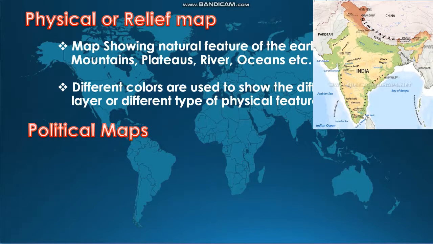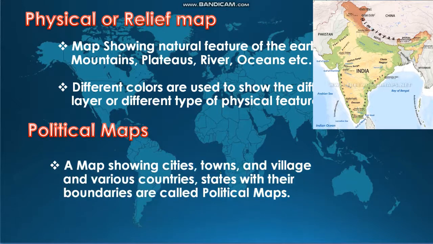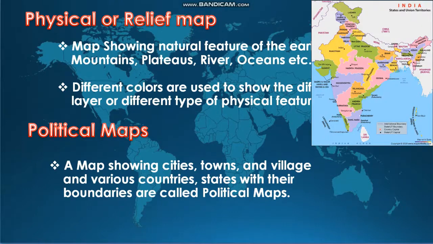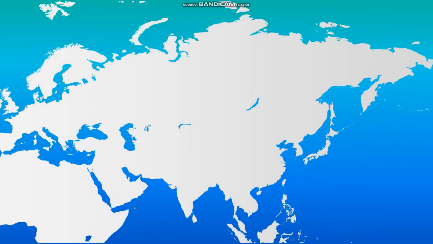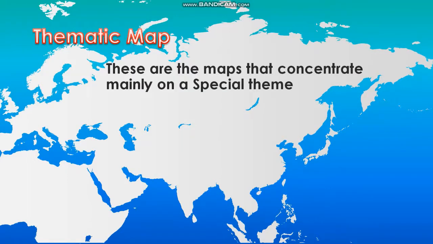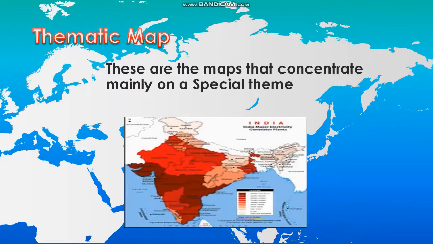Now, political maps. Maps showing cities, towns, villages and various countries, states with their boundaries are called political maps. For example, a map of India showing its states is a political map. Now let's further move with thematic maps. Thematic maps are the maps that concentrate mainly on a special theme, for example, weather, rainfall, roads, forests, industries, etc.